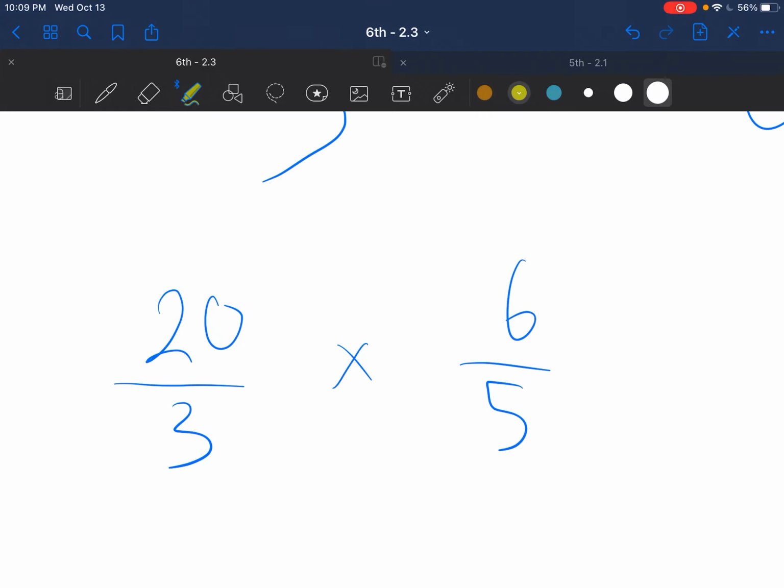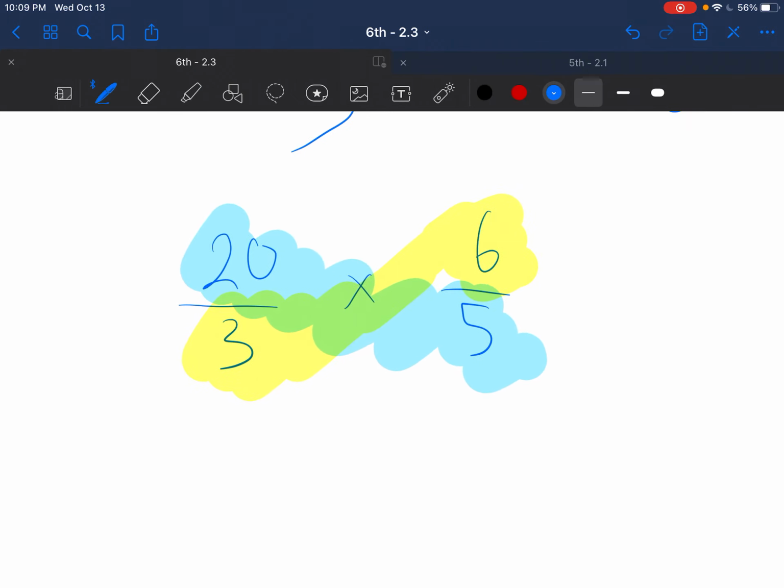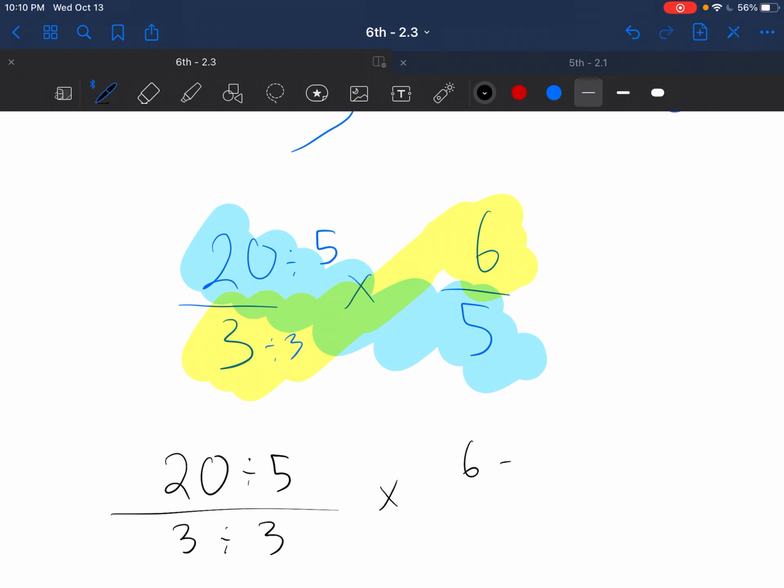Is there something we can simplify, ladies and gentlemen? Yes, there is. There's two of them. So we have this one right here, and then we also have this one right here. Let's start off with one in yellow. What number goes into 3 and 6? That's going to be 3. So we're going to divide by 3. And then what number goes into 20 and 5? Well, if we don't know, it's going to be 5. So let's divide this. We have 20 divided by 5, 3 divided by 3, times 6 divided by 3, and 5 divided by 5.